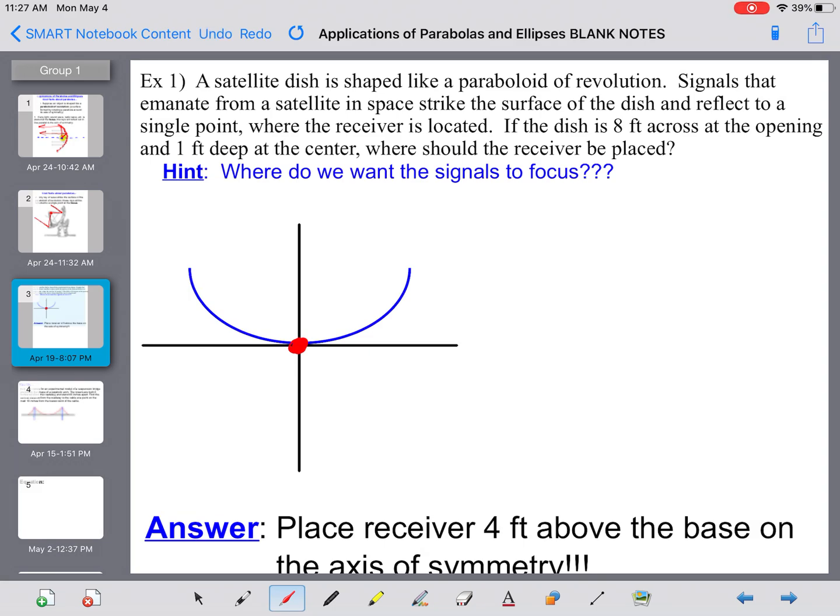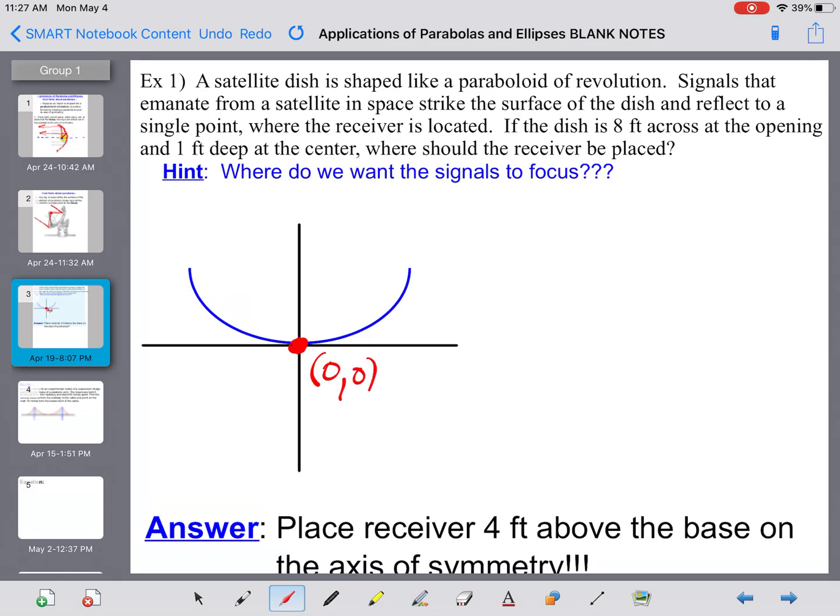Now, this is optional, too. You could put the vertex anywhere you want. But if you remember our equations, a vertex not at 0, 0 adds h's and k's into the equation. If we can avoid h's and k's, we have a much easier equation, right? So here's the cross section of this satellite dish.